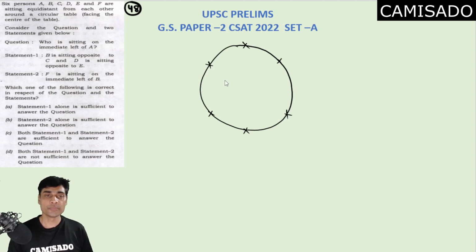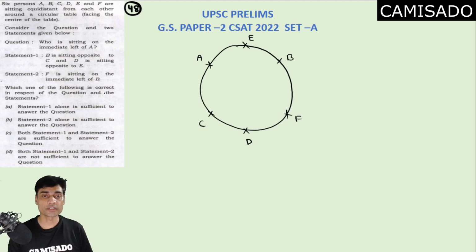Now B is sitting opposite to C. Suppose B is here, then C is opposite to B. D is sitting opposite to E. F is sitting on the immediate left of B. So F is sitting here, and basically the last one, A, is sitting here.